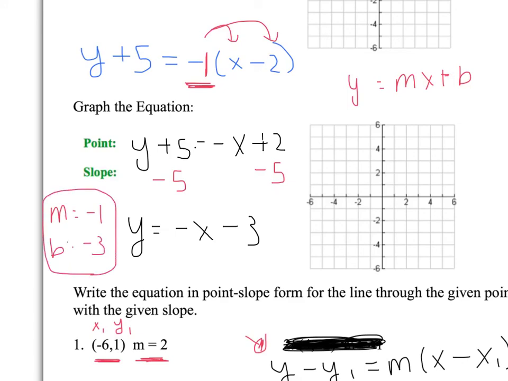So I begin my graph at -3 at the y-intercept, right? And I'm going to go down 1 and over to the right 1. That's what a slope of -1 is. I can also go up 1 and to the left 1. And now I have a downward sloping line which confirms that I have a negative slope, and now I am done.